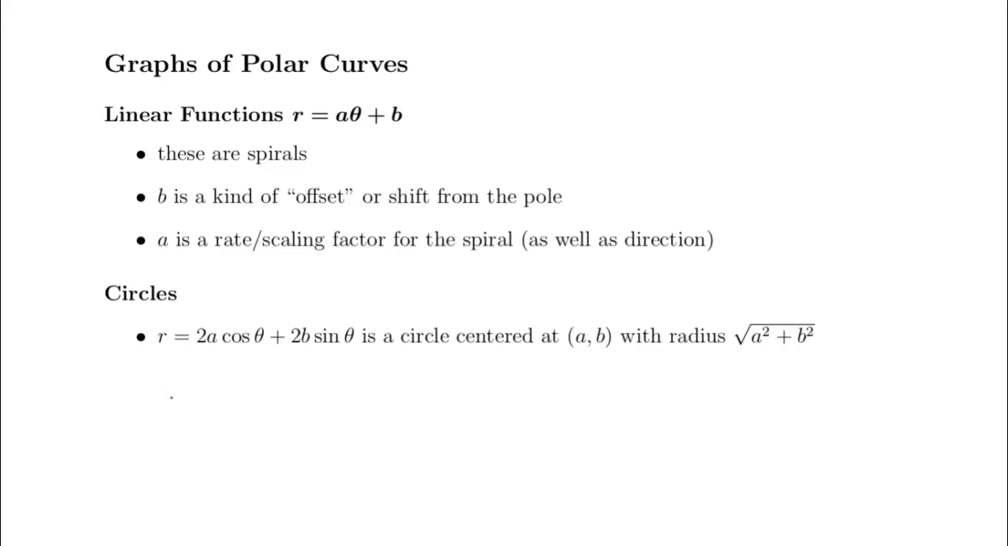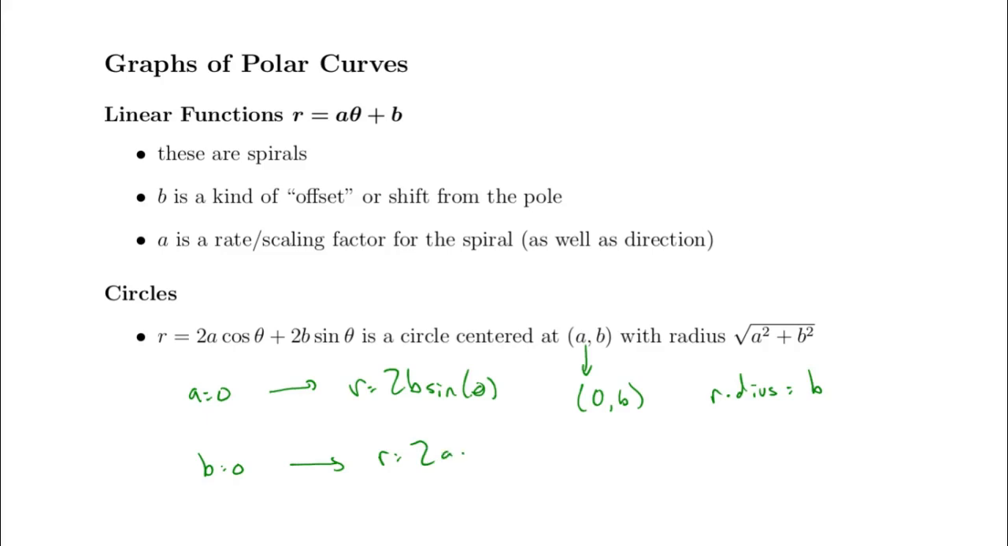What you can notice is that if a is equal to 0, then what we end up with is r equals 2b sine theta, and our radius is just the square root of b squared. And so it's a circle centered at (0, b) with radius equal to b. And similarly, if b is equal to 0, then we get that r is 2a cos theta, centered at (a, 0), where the radius is a.